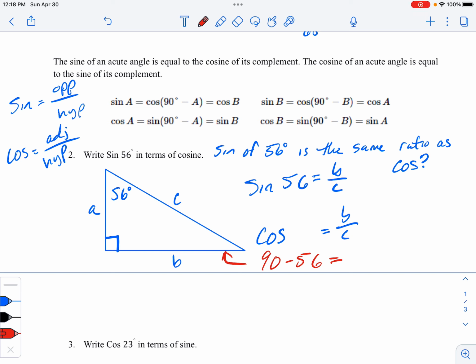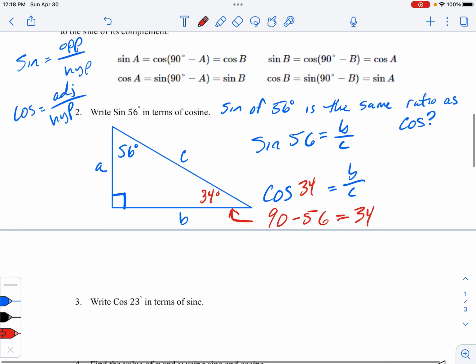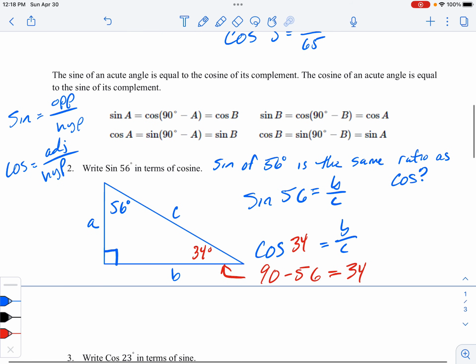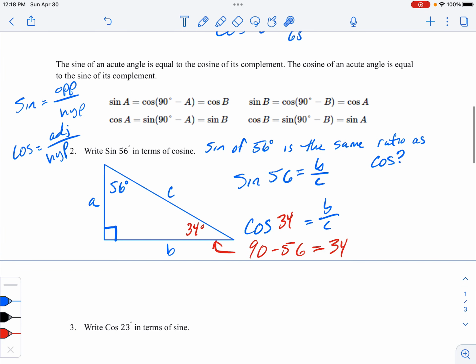And 90 minus 56 is going to be 34. So this angle is 34 degrees. And therefore the cosine of 34 has this same ratio as the sine of 56, and that would be our answer. So if I want to write the sine of 56 in terms of cosine, that would be the cosine of 34.